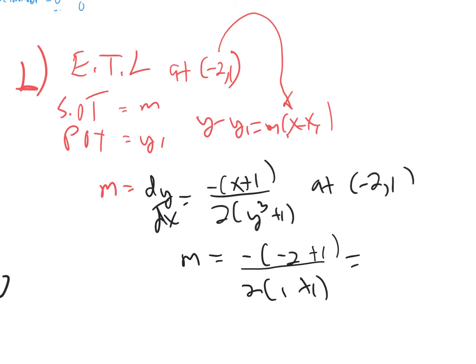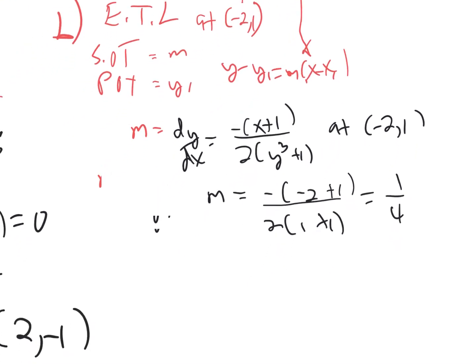So the slope of the tangent line will be -2 plus 1 is a -1. -1 times the negative is a 1. And a 1 plus 1 is 2, and 2 times 2 is 4. So I think the slope is 1/4.